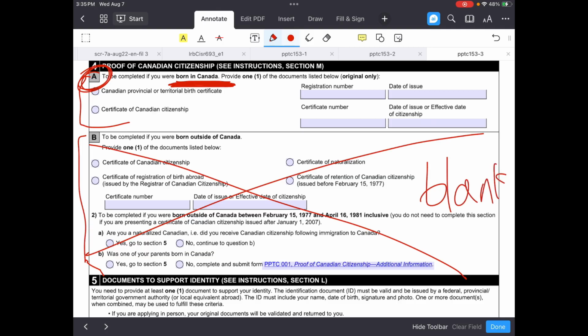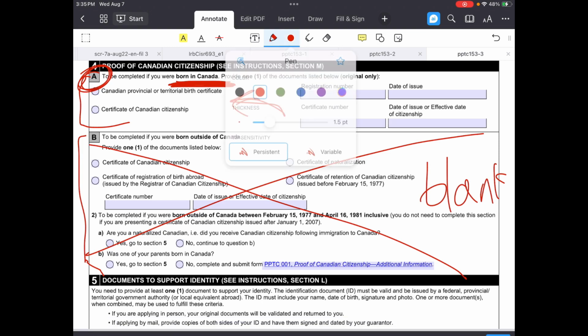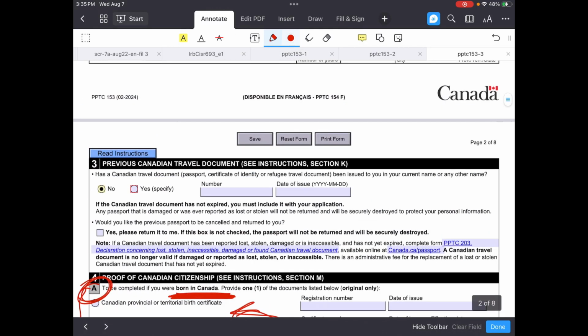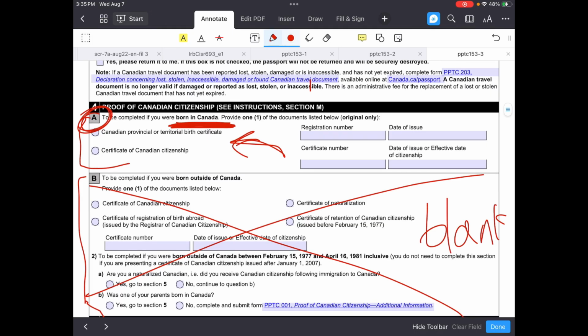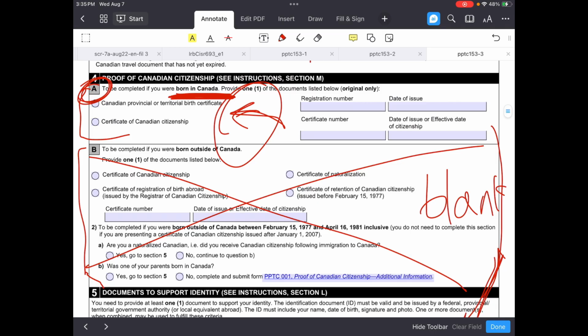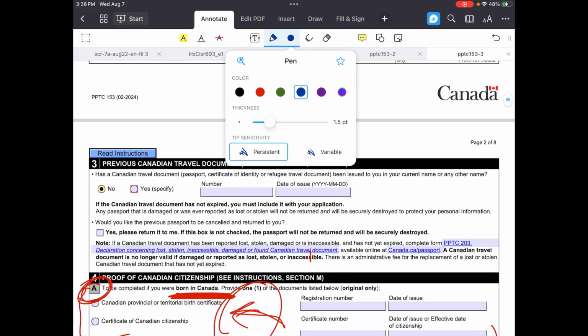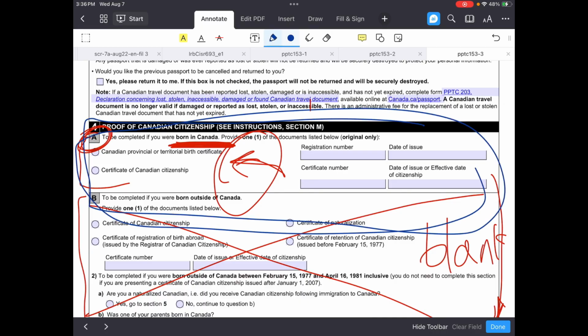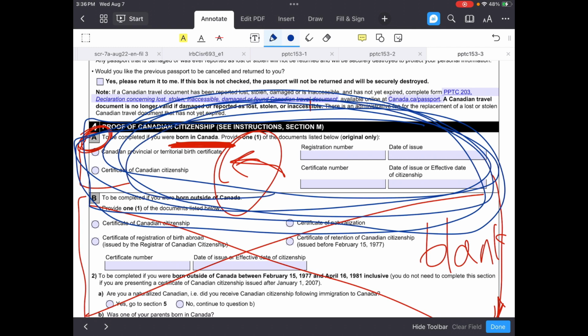You're going to answer these questions, and after you answer these questions, you're going to move to the next section, which is section 5, if you were born in Canada. So again, one more time. If you were born in Canada, you fill out section A, and then you ignore section B. You just leave that blank.